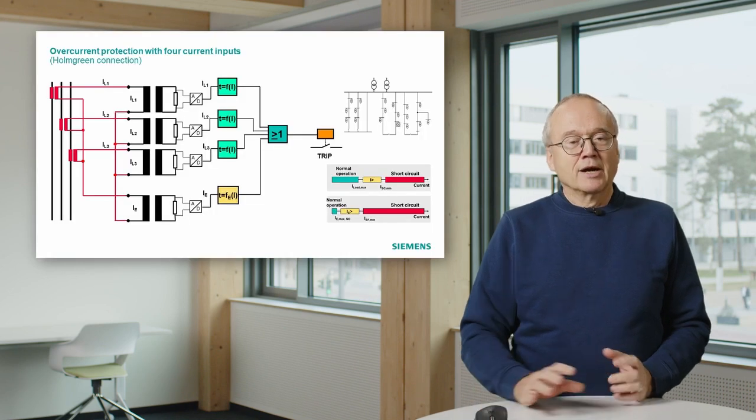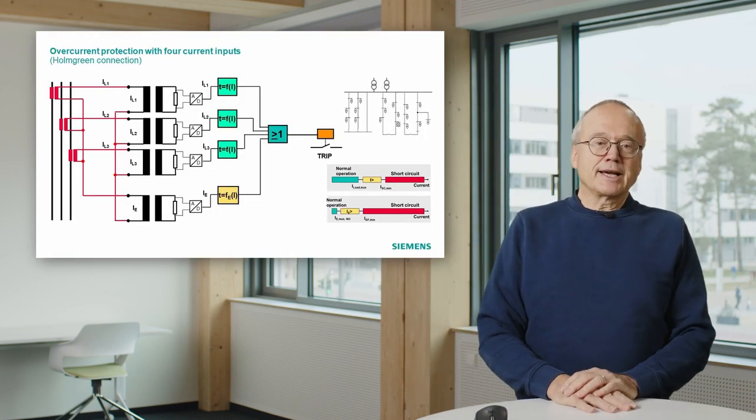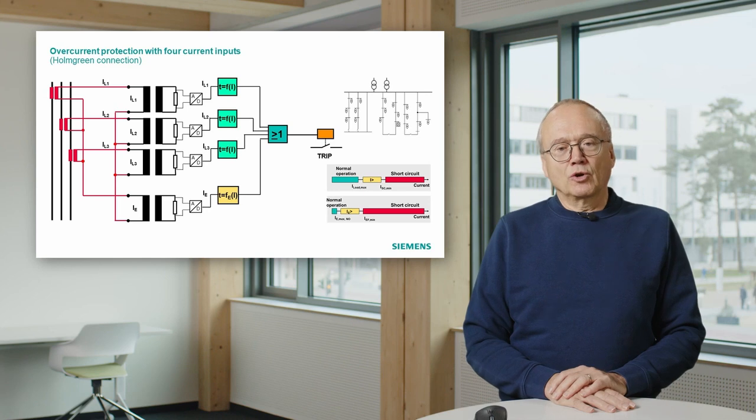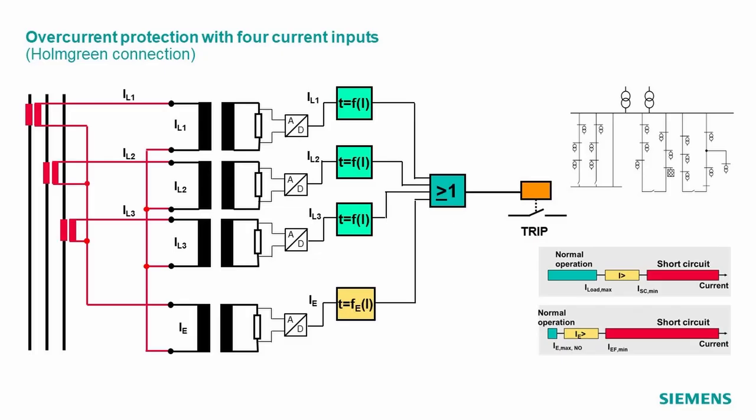overcurrent protection. Remember, overcurrent protection relays have a structure which is shown on the left side of this slide. We measure the current in the three phases, and this goes into the protection relay. We do some analog to digital conversion. That means we measure then the current values, and then we have these green blocks which make a decision if the current value is above a certain limit, it may trip or not.